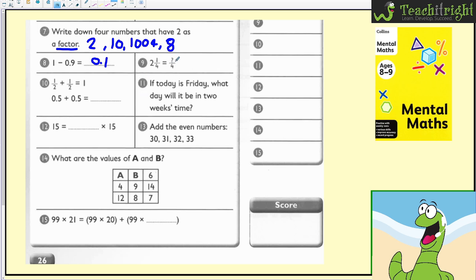2.5 is just how many quarters? Well, every one whole would be 4 quarters. So we have 2 wholes, so that's going to be 8 quarters. And we've already got a quarter there, so in total I make that 9 quarters. And so therefore the answer is 9, because it only wants to know what the question mark is. A half plus a half equals 1, so 0.5 plus 0.5 also equals 1, because it's the same question.